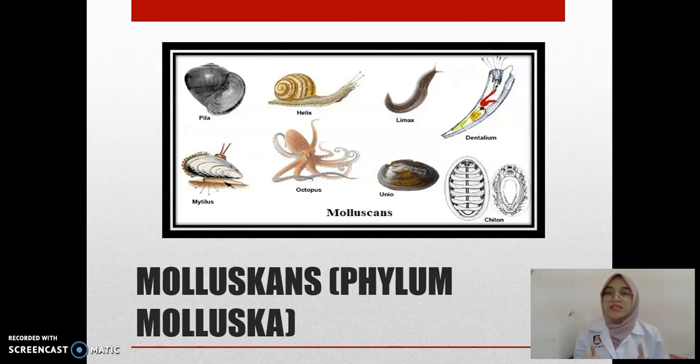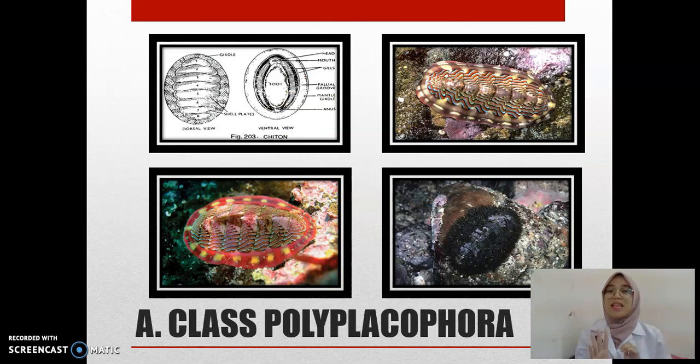After that is molluscs under phylum Mollusca. Mollusca comes from a Latin word meaning soft-bodied animals, but some of them are protected by a shell made from CaCO3, which is calcium carbonate. For example, snail, slug, oyster, clams, octopus, and squid. There are four major classes in phylum Mollusca.